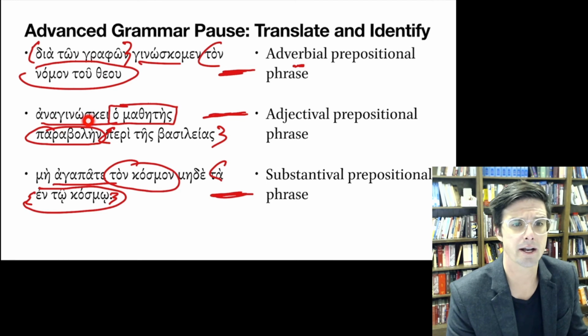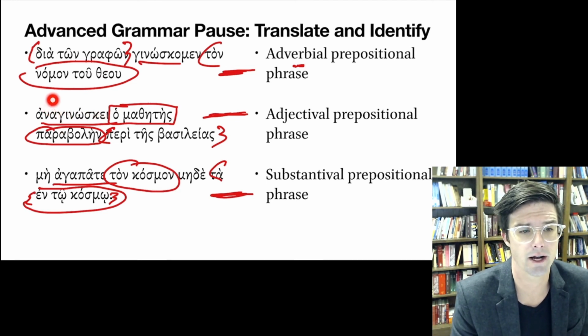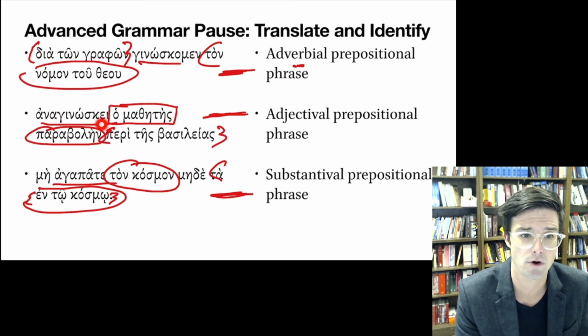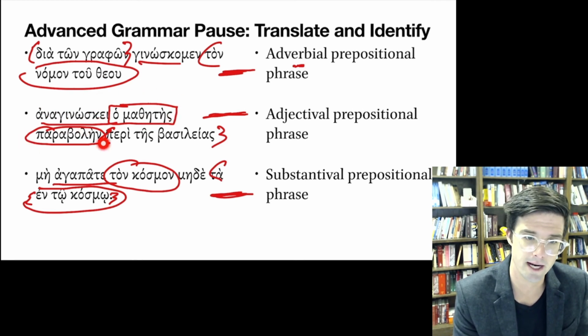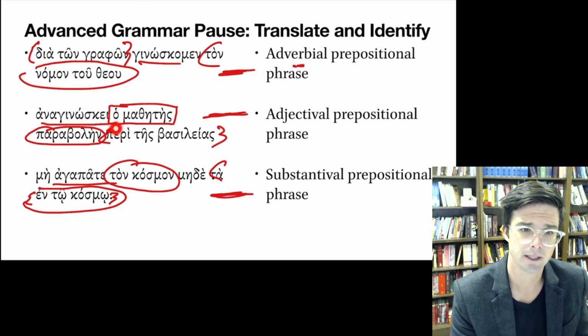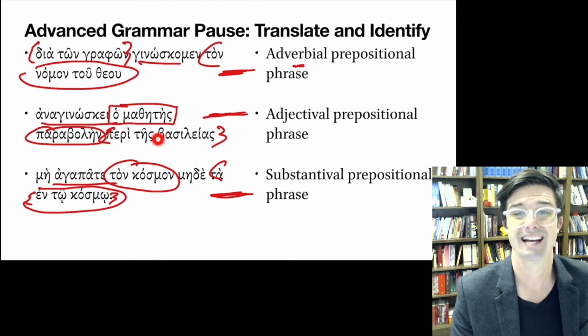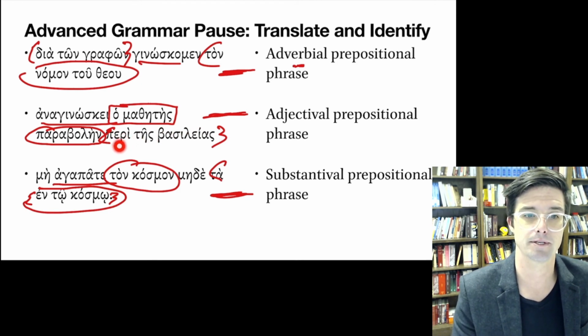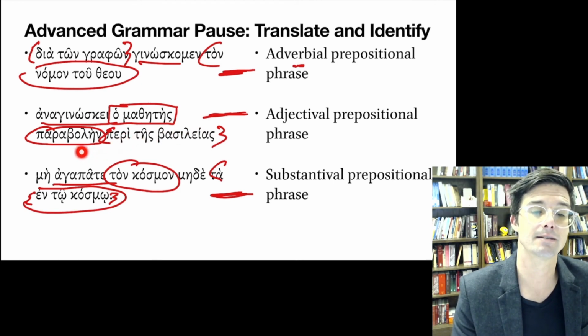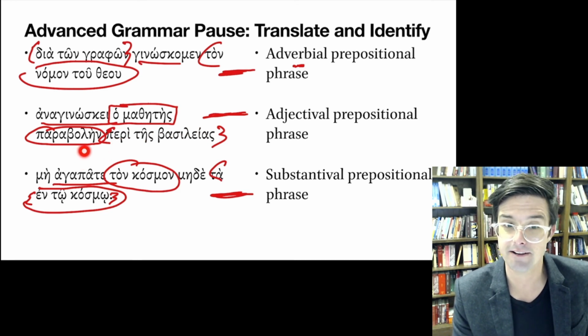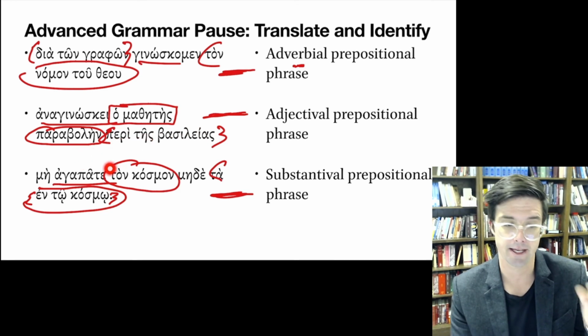Next one, anaginōskei is our verb. He, she, or it reads, and the subject is mathētēs. The disciple reads, and what they read, the object, is a parable, peri tēs basileias. So our prepositional phrase here is an adjectival prepositional phrase, giving us more information, answering the question what kind of? What kind of parable? A parable about the kingdom.